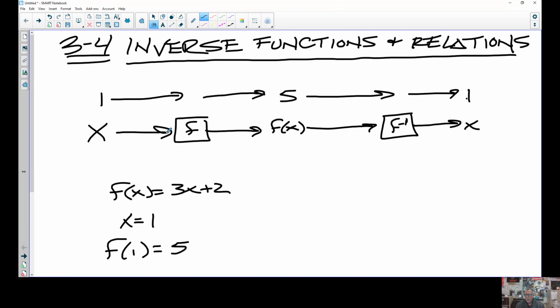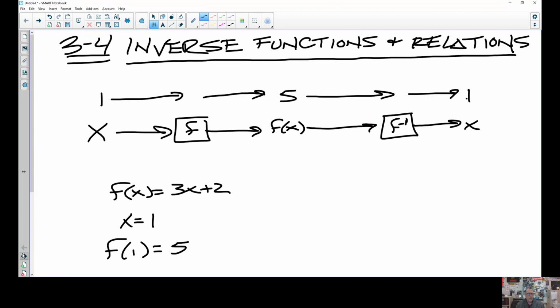Now, if you have an original function, its inverse may not be a function. If your original process f is a function, the inverse may not be. I want to be clear on that. It may just be a relation. It may not pass the vertical line test, and vice versa. You may have an original function that does not pass the vertical line test, but its inverse does. So those things are possible.